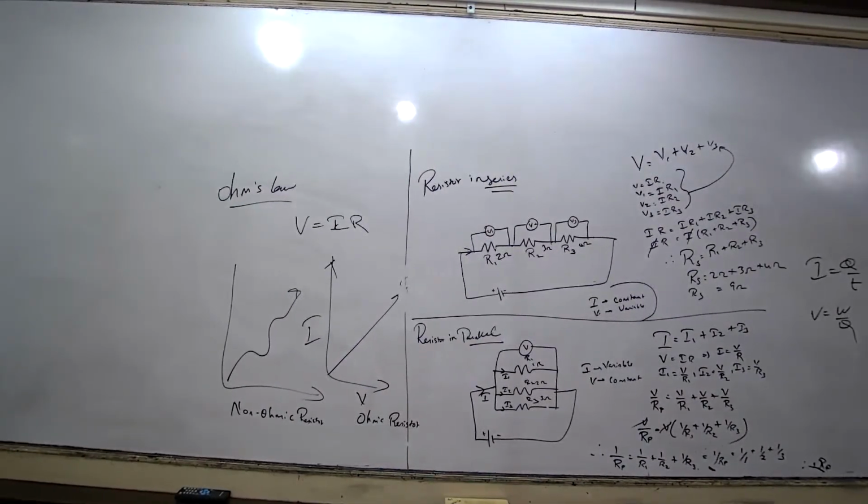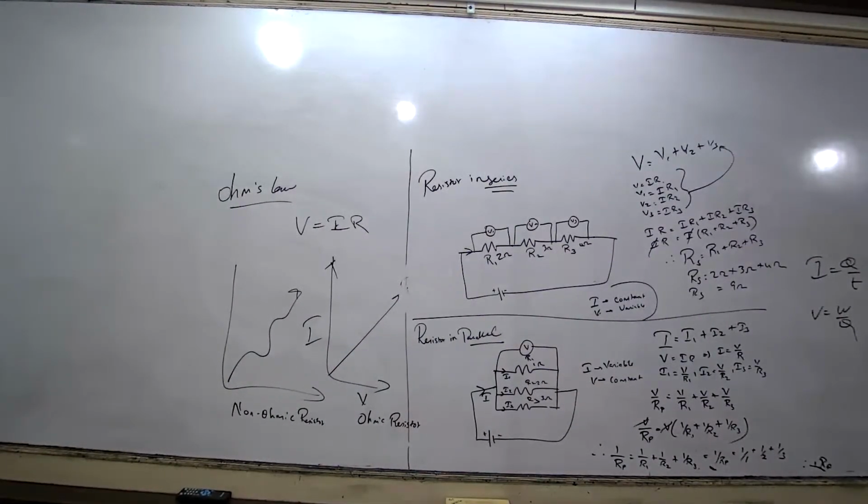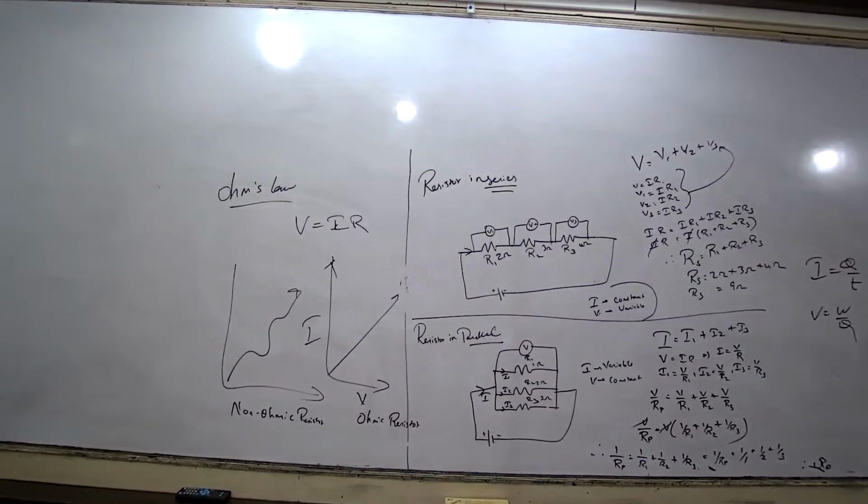50 coulomb of charge flows in 25 seconds. The current is 2. Very good, Nandana. Work done to move 10 coulomb of charge through 5-volt potential difference is 50. Okay, yes. Super.